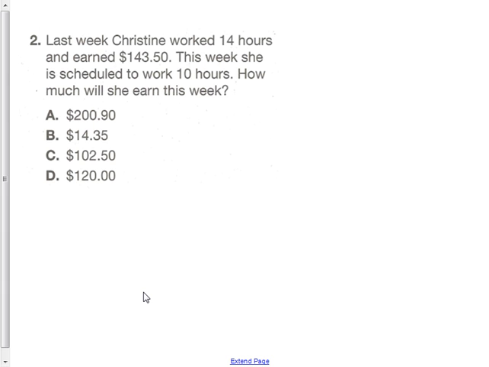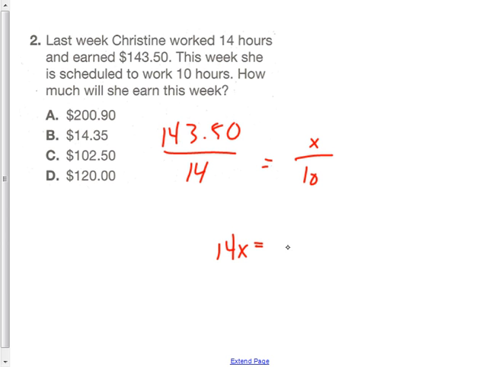So last week, Christine worked 14 hours and earned $143.50. So we can write that as a ratio. We go $143.50 over 14 hours. Okay, it says this week she's scheduled to work 10 hours, so how much will she earn this week? So let's put 10 on the bottom and x on the top. When we cross multiply, we're going to get 14x is equal to 1435.0. You don't have to put the 0.0.